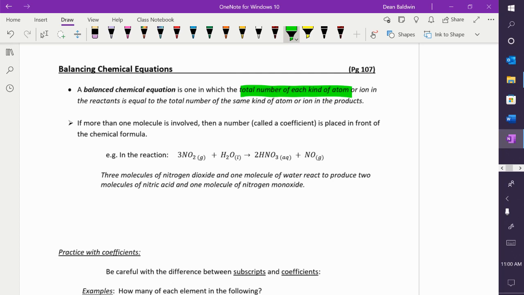You do this by adding coefficients in front of the chemicals, or the molecules. So this says, for this balanced chemical equation, 3 molecules of nitrogen dioxide react with 1 molecule of water to form 2 molecules of nitric acid, plus nitrogen oxide.